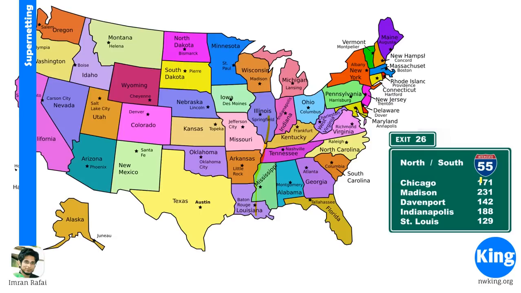Now, supernetting is a concept that is ideally used in routing, and I know that we haven't yet started routing, but I wanted to talk about supernetting here because supernetting and subnetting are complementary. Subnetting is breaking down a large network into smaller networks, and supernetting is exactly the opposite, where you take smaller networks and combine them into one big network.